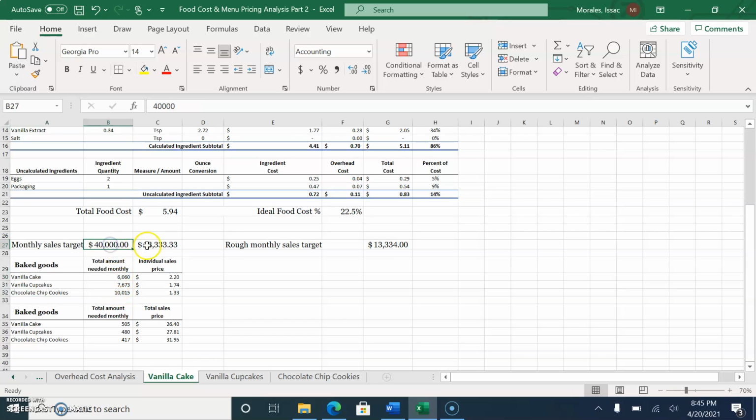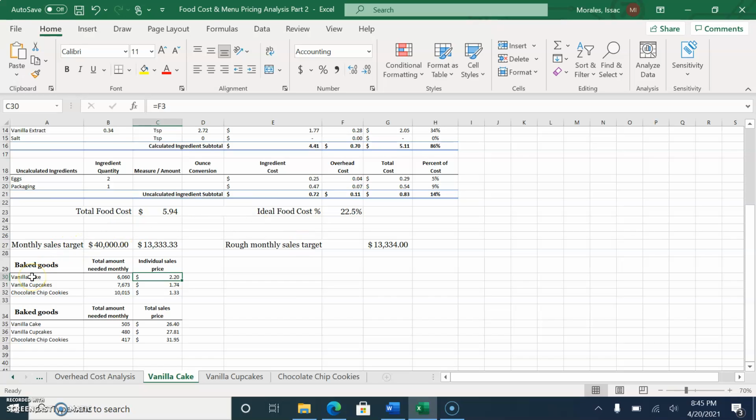So I just took that and divided it by 3, and it gives me this $13,333.33, which is kind of tough to work with. In my last discussion, I showed you guys the round up function, and here I'm using it. So I rounded it up. That way it's easy to be divisible into numbers.